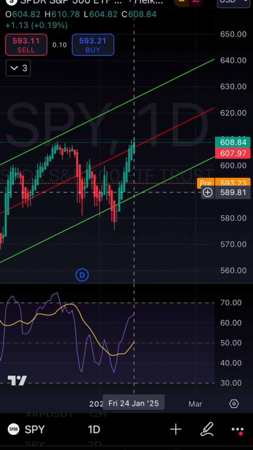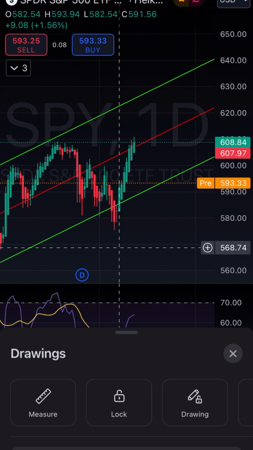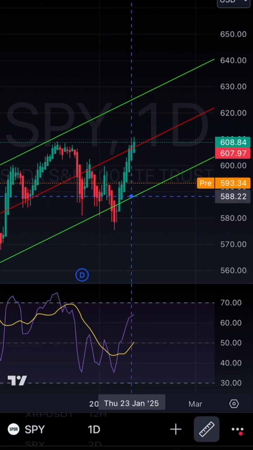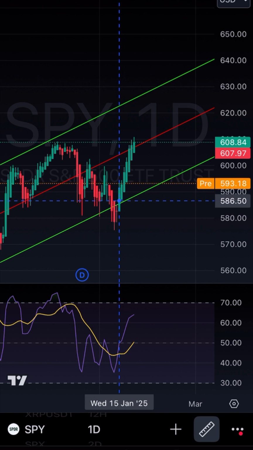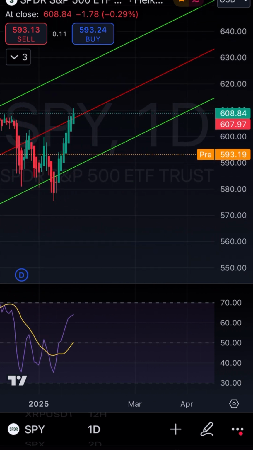If it doesn't go all the way to the bottom, that's okay, but just make sure you look at your RSI and make sure it's crossing. Like what we see right here, this would have been your entry point, because we have the candle touching the bottom right here, and you would basically just ride it out.